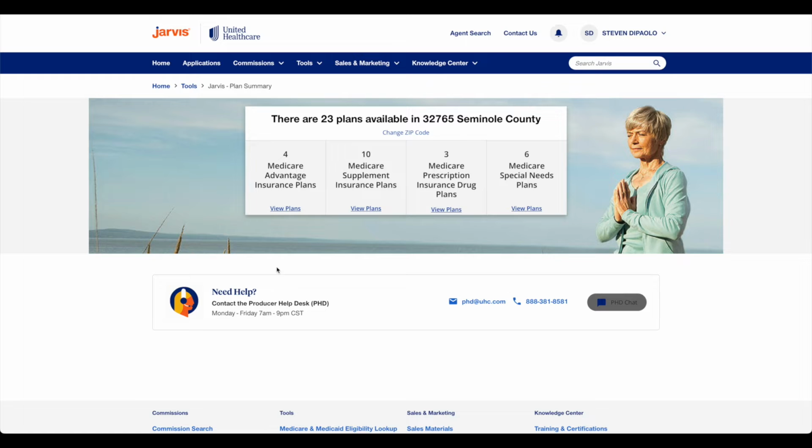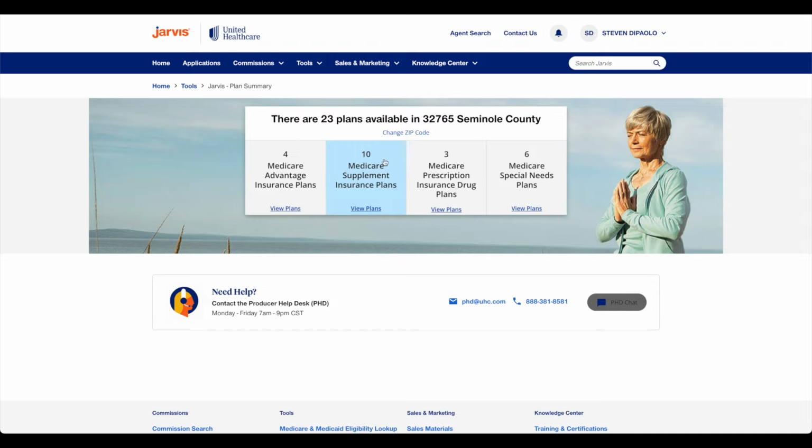So you'll see a couple plan options here at first. You're going to see here the Medicare Advantage plans. There's 4 of those in this area. Then you have 10 Medicare supplement plans. Then there are 3 Medicare prescription plans, and then 6 Medicare special needs plans, as we've seen a little bit earlier, those particular special needs plans. So in this zip code, we have these options. And if I change the zip code, I probably see some different offerings, maybe different number of plans for each category, and so on and so forth.